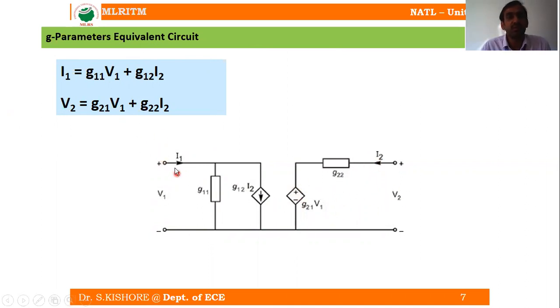Where I1 is equal to G11 into I1 plus G12 into I2. G12 into I2 here I have represented as the current source, because what is G12? G12 is the ratio of the current. So that means this is going to represent the current only. That is the reason why here we have used the current source. So it is giving the Norton's equivalent, because when we are measuring the current, we are going to consider the Norton's equivalent. When we are measuring the voltage, we are going to consider the Thevenin's equivalent.